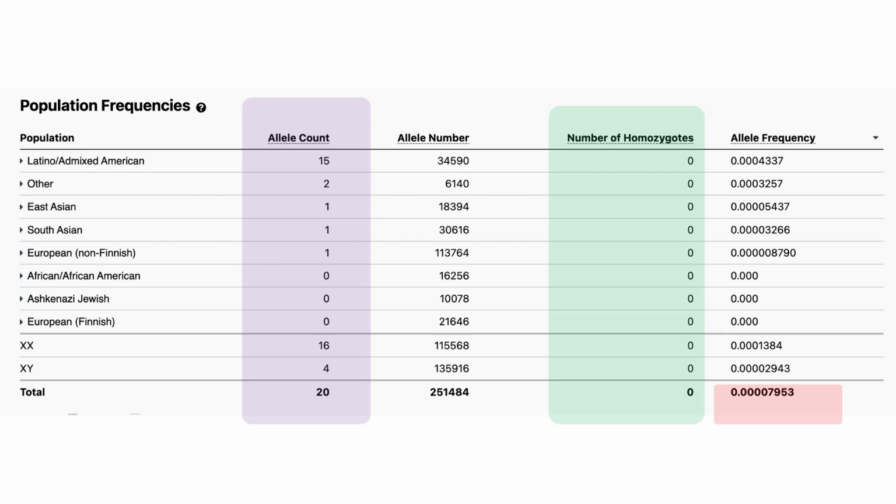How common is that mutation in different populations? You see, for example, here, the allele counts in different populations. We found 20 alleles across 100,000 patients. And you see that none of them has a homozygous mutation, which tells you that this is a very rare and probably important mutation. And the allele frequency is extremely low. So if you see a loss of function mutation in this database, and it is as rare as this one, then the evidence becomes very strong.